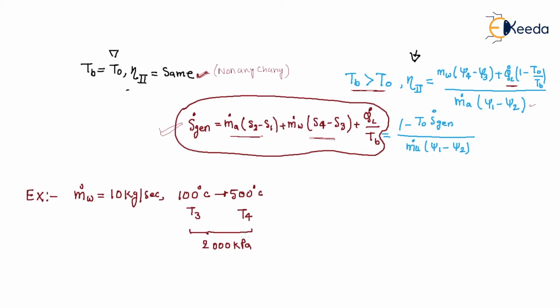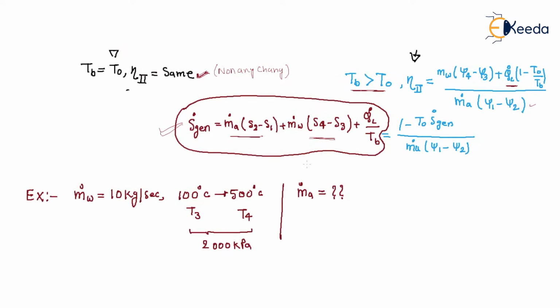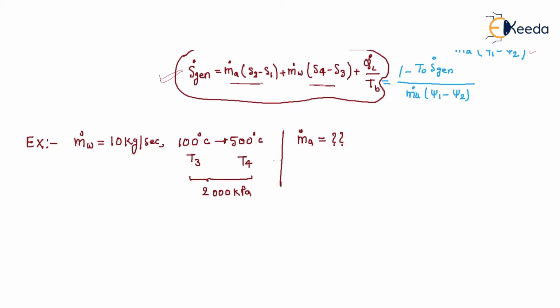Air is coming in, that means at the other inlet there is air. The mass flow rate of air is not given, so you have to calculate it. But leaving, that means T2 is given. T2 is how much? 460 Kelvin. I don't have T1, the inlet, this is not given.